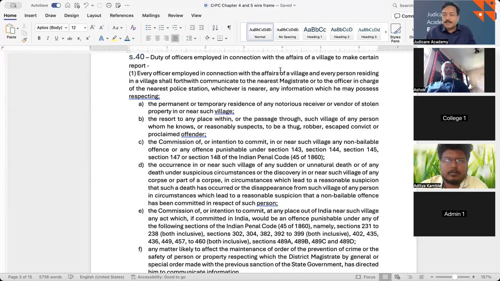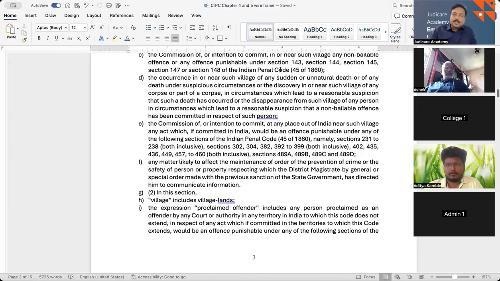If that person is seen, you go back and report to the police or the magistrate, mostly police. The resort to any place within, or the passage through, such village of any person whom he knows or reasonably suspects to be a thug, robber, escaped convict, or proclaimed offender is seen. The commission of, or intention to commit, near such village any non-bailable offence or any offence punishable under 143, 144, 145, 147 and other such sections.